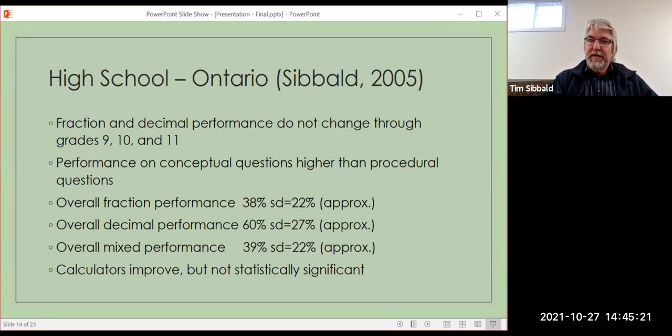Calculators improved it, but they were not statistically significant. I did not force them. I did not encourage them. I simply let students choose whether or not to use their calculator.